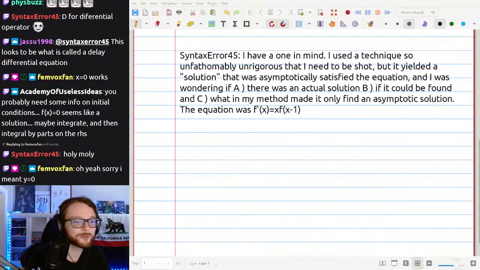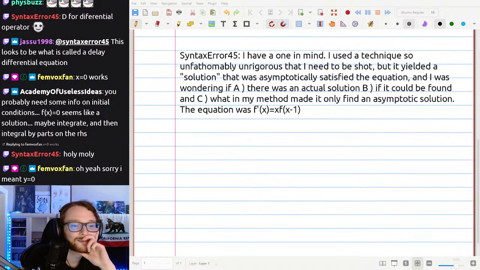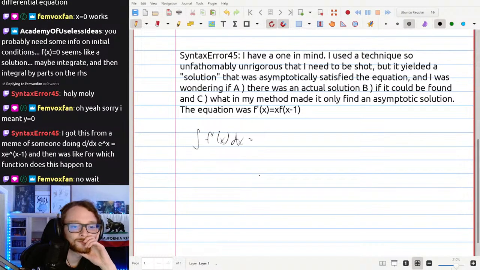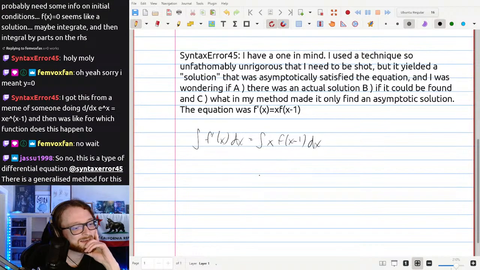So, okay, what's with the integrate by parts? That's worthy of investigation. For me, if someone doing d dx e to the x equals x e to the x minus 1. Is that a true statement? No, that's not true. Okay. There's a generalized method for this.